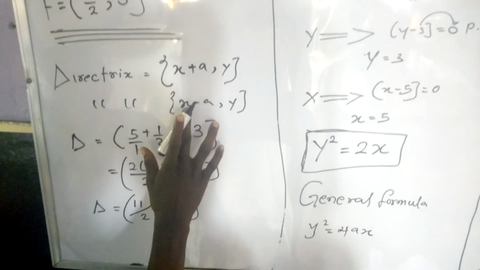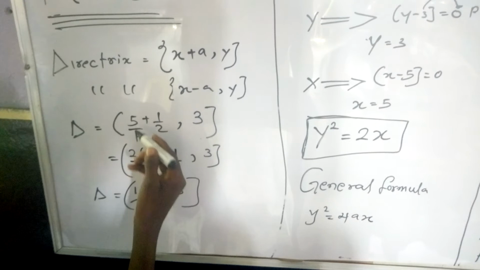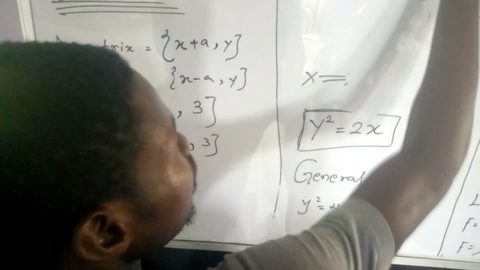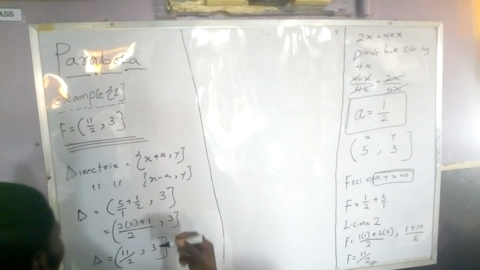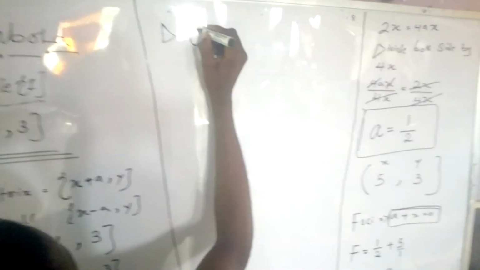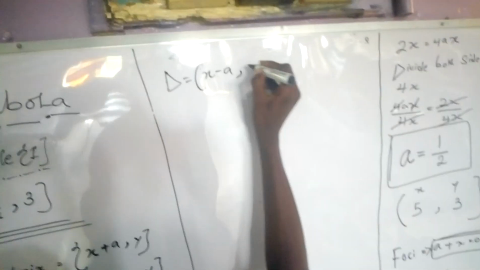Then to solve for x minus a is also the same thing. You are putting minus in there. We are going to have d equals x minus a, y.